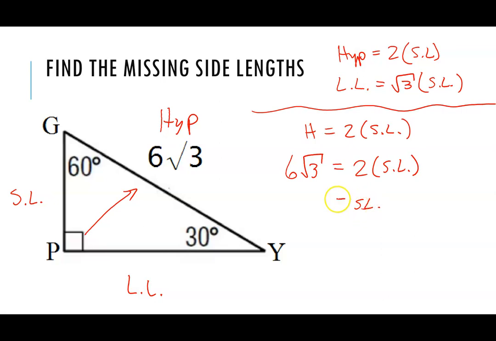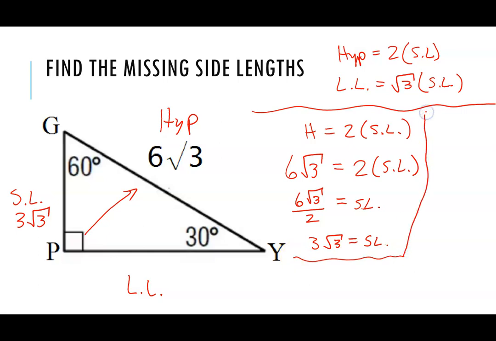So the short leg will equal 6 square root of 3 divided by 2. Now, the numbers that are outside the root here can actually operate together. So this 6 divided by the 2 would create a 3. So really, the best way to say what the short leg is equal to is just to say that it's 3 square root 3. All right, now that we know what the short leg is, we can solve for the long leg using the other equation.